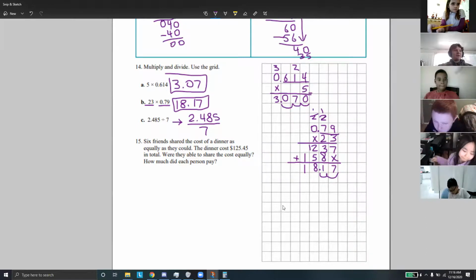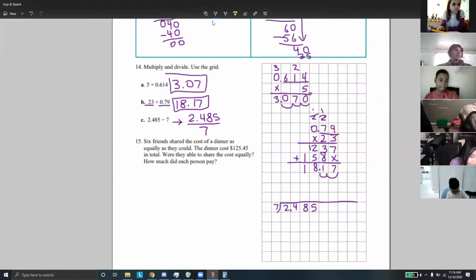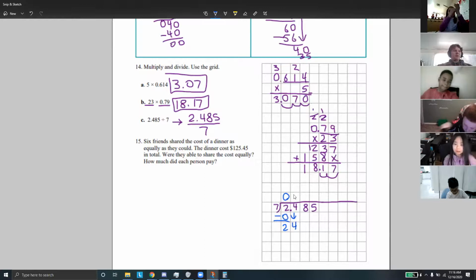How many times does 7 go into the number 2? Is that a decimal? It is. 2.485. Okay. 7 can't go, let me use a different color. 7 goes into 2 0 times. 7 times 0 is 0. 2 minus 0 is 2. Drop the 4. 7, 14, 21 goes in 3 times. 4 minus 1 is going to be 3. 2 minus 2 is 0.